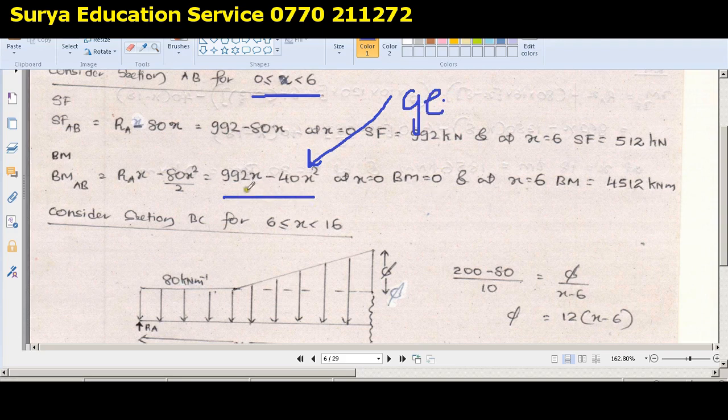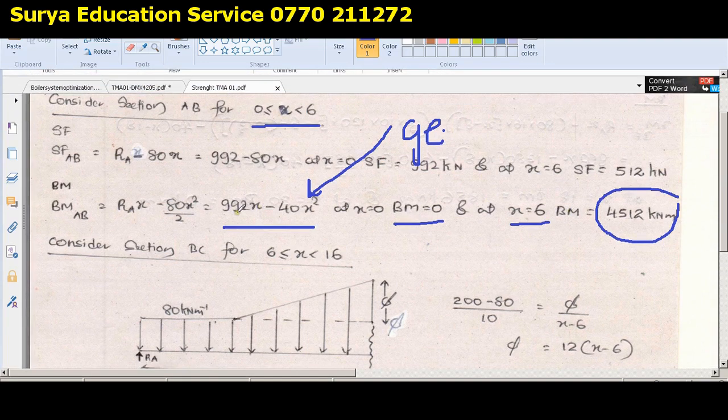When you put x equals 0, the bending moment is 0, and when you put x equals 6, this is the bending moment that you get, 4512. So to this section there are 2 shear force values and 2 bending moment values. I think the analysis for section AB is now completed. Right, so now let's move to the next part.